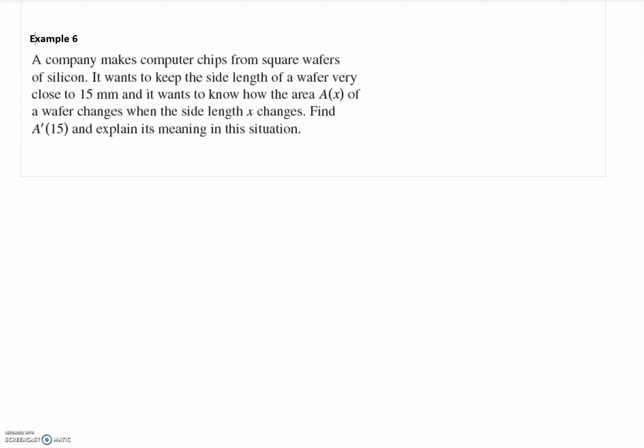A company makes computer chips from square wafers of silicon. It wants to keep the side length of a wafer very close to 15 millimeters, and it wants to know how the area of the wafer changes when the side length x changes. So we've got area and we've got the side. Find A prime of 15 and explain its meaning.